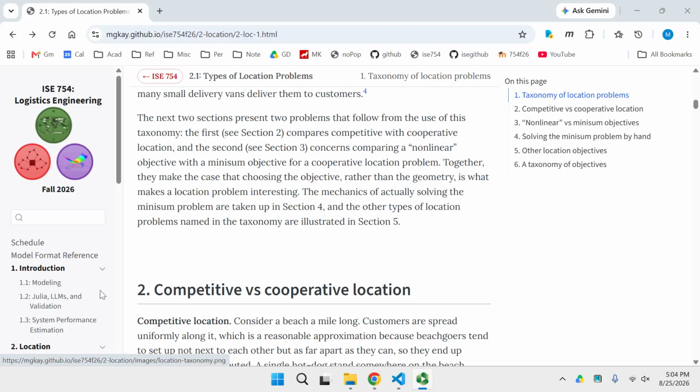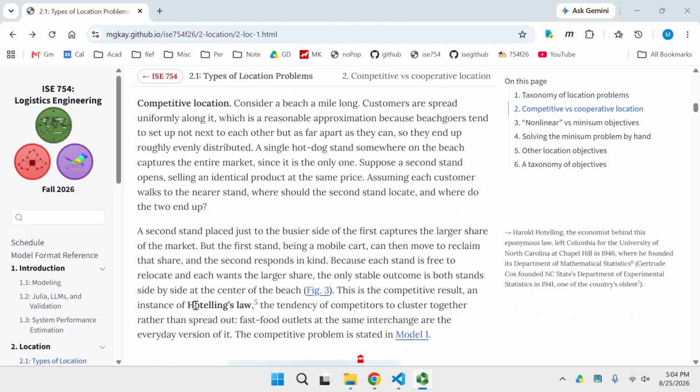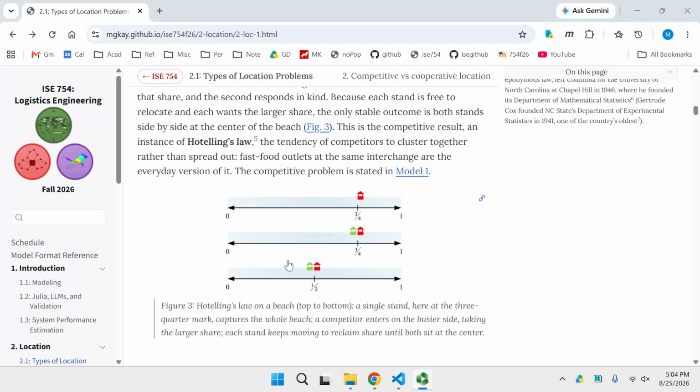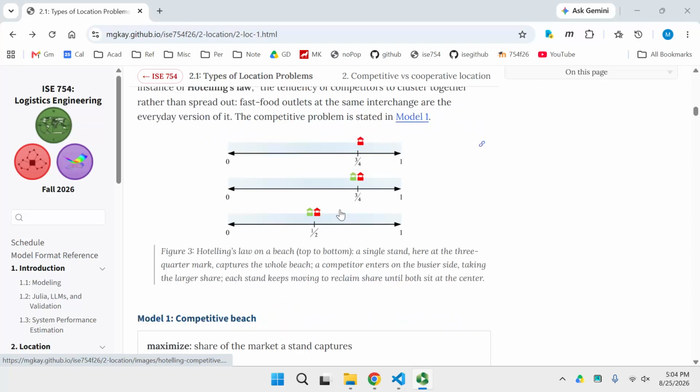So the first problem we look at is the difference between competitive and cooperative location. And the problem we'll be using is an example that has very specific modeling assumptions, and really nothing about the problem is arbitrary. Everything is done so that the assumptions we make have plausibility. And the setup is that you have a beach and you have two hot dog stands.